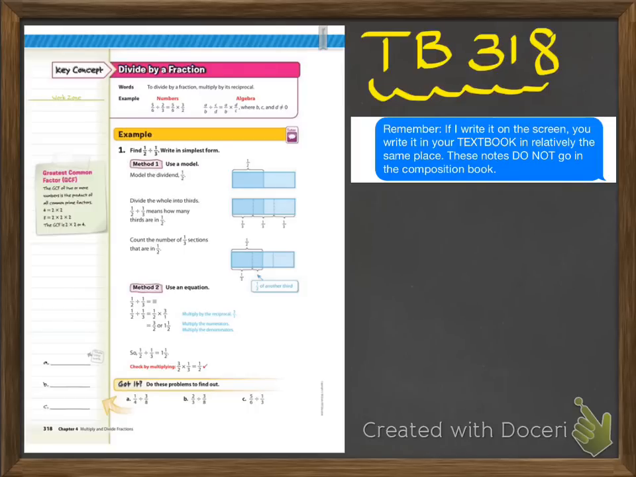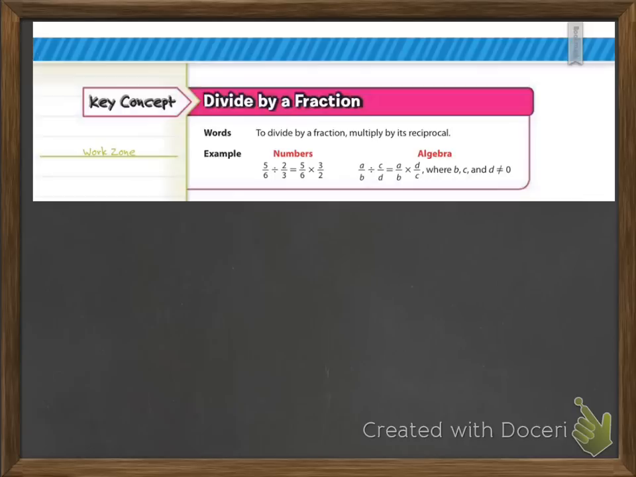On this first page, you'll see textbook page 318. You can see also that I have a little note reminder that says, remember, if I write it on the screen, you write it in your textbook in relatively the same place. These notes do not go in the composition book. So if I write on the borders, or if I write on the model, then you should write the exact same thing. All right, let's start on the first page.